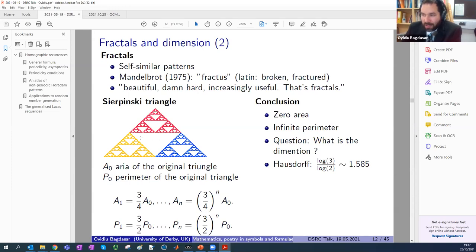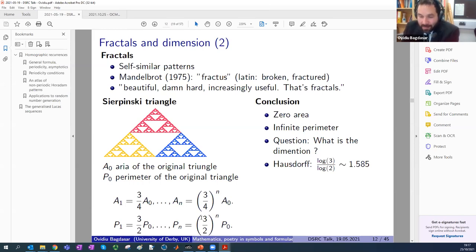So the fractal is what you get in the end. Then in terms of perimeter, the perimeter is multiplied by 3/4 with each iteration. So through a simple mathematical operation, you get an object which has zero area and infinite perimeter. So what is the dimension of this object?